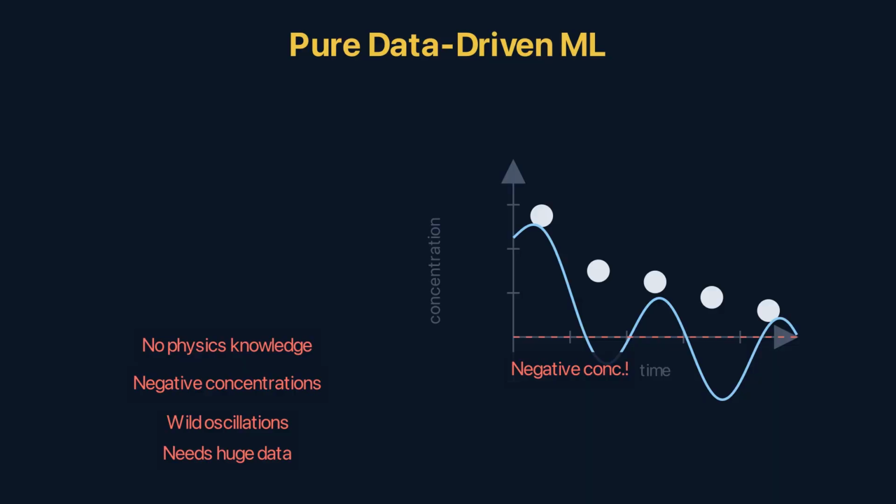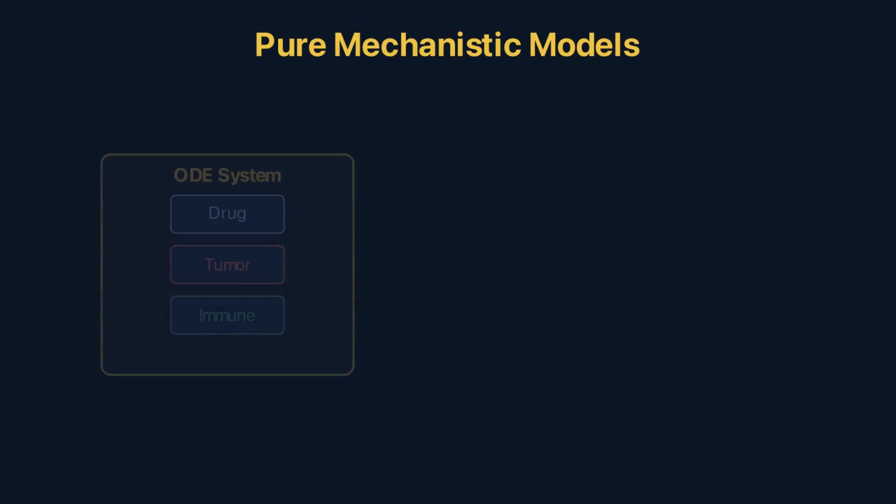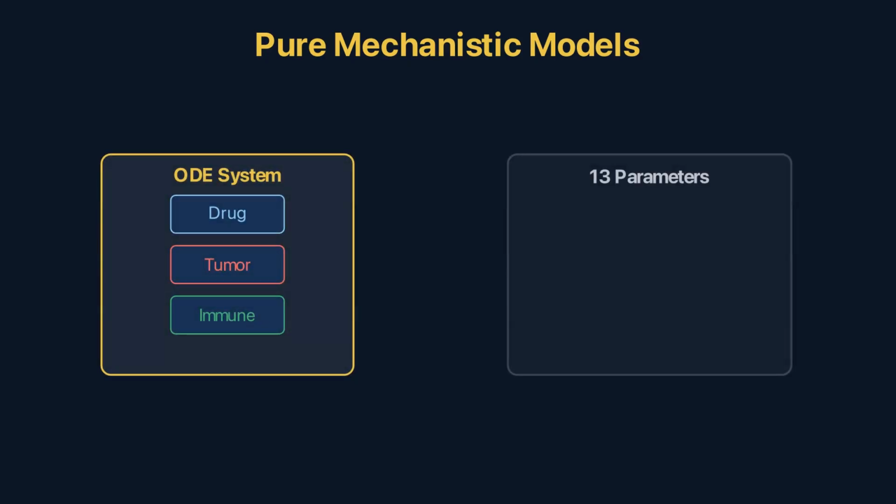Concentrations are non-negative, elimination is roughly exponential, steady state requires input equals output. Physics gives these constraints for free. Data-driven models must learn them from examples. A pure mechanistic model, the ODE system from the plumbing network or your GBM dashboard, encodes known biology directly. The equations define how compartments interact, how drug is cleared, how tumors grow.